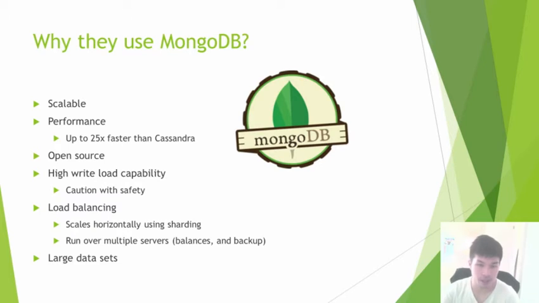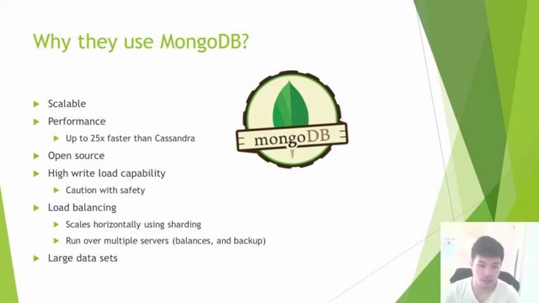What this means is MongoDB is basically created to write a lot of data, but the downside is you have to be careful with safety, because when it writes it, it's not very safe. And then load balancing: it scales horizontally using sharding, and we'll talk about this a little later. Basically, load balancing is it runs over multiple servers instead of just one server. So this allows for backups as well. And of course, it supports large data sets.